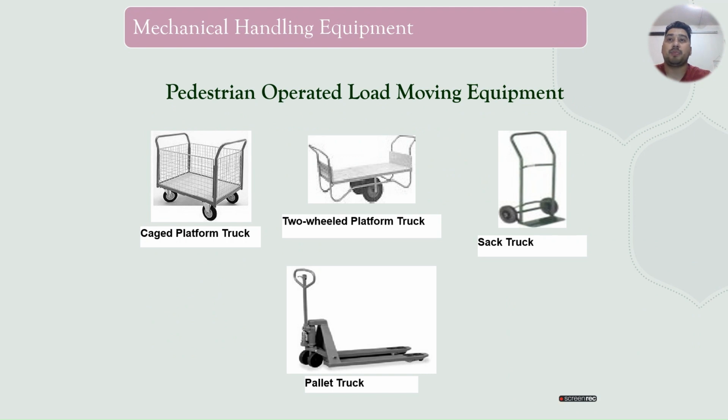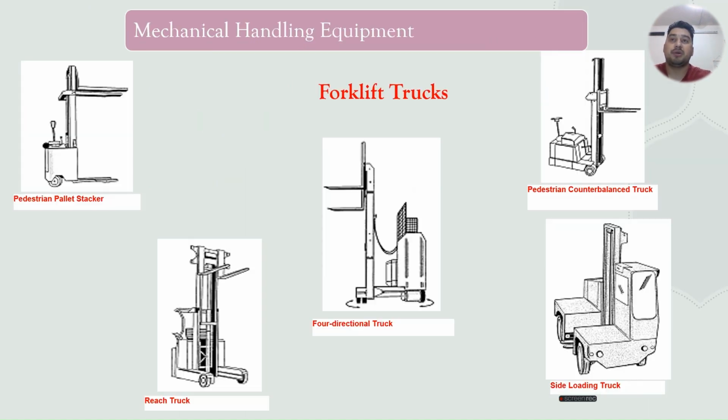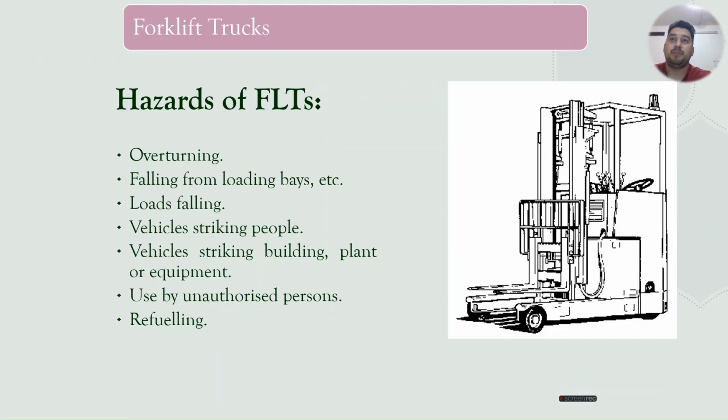These are the mechanical handling equipment: pedestrian operated load moving equipment, caged platform truck, two-wheel platform truck, sack truck, pallet truck. So these are the equipment that we can use for manual handling. Mechanically operated load handling equipment: we have the forklift trucks, lifts and hoists, conveyors, and cranes. Also the pedestrian pallet stacker, reach truck, pedestrian counterbalance truck, and side loading truck. So these are the different mechanical handling equipment that we can use to transport the load.